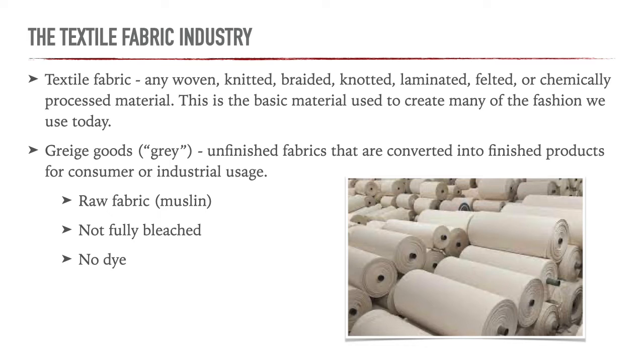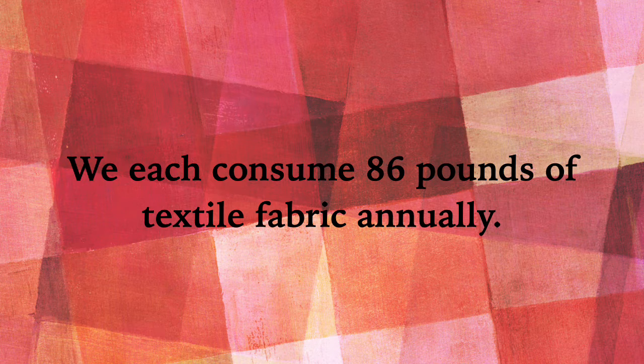Gray goods are unfinished fabrics that are converted into finished products for consumer or industrial usage. They have not been fully bleached, nor have they been dyed. They're basically raw fabric, such as muslin. Fun fact, we each consume 86 pounds of textile fabric annually.